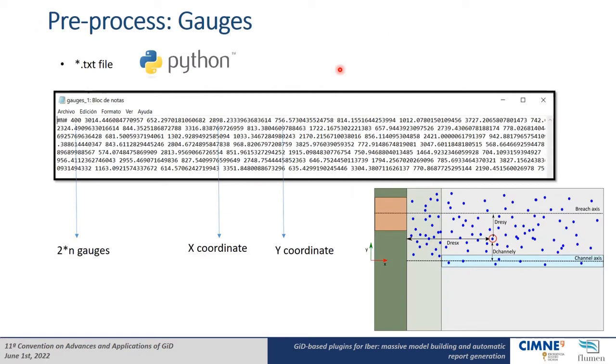Finally, a gauges file is generated. This file contains the number of gauges, or points from which we want to extract results, multiplied by 2, and the x and y coordinates of each one. In this case, we want to extract results on 200 gauges. In the image, we can see an example of the location of the gauges in the geometry.